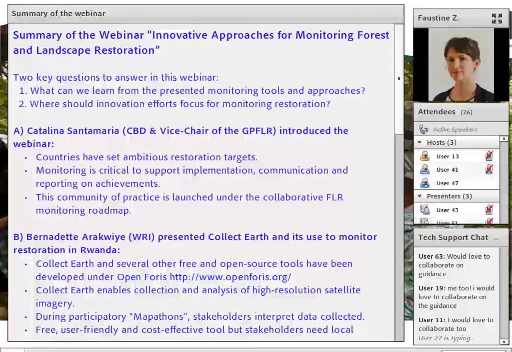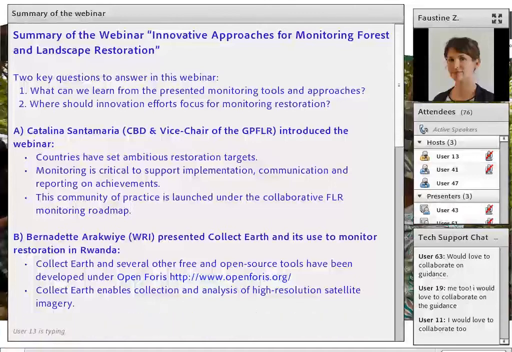develop monitoring for FLR? So we started by listening to Catalina Santamaria's introduction, and she underlined the ambitious restoration targets that were set up by countries and the critical role of monitoring to support implementation, communication on achievements, and report on commitments. So today's webinar and the newly started community of practice that are taking place under the collaborative roadmap for monitoring FLR provide huge opportunities to strengthen practitioners' capacities into that direction.